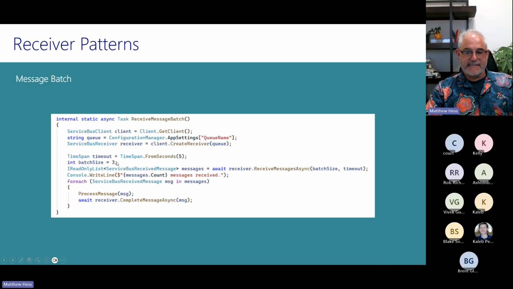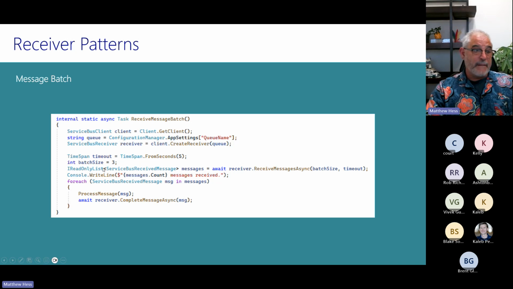So the batch size is kind of interesting. I've got a batch size of 3 here. Let's say there were 7 messages in the queue. The first call would give you the first 3. The next call would give you the next 3. The third call would give you the remainder, 1. And then the next call would give you none. So this is just the maximum amount you're going to get. You're not guaranteed to get 3 messages, but you won't get more than 3.